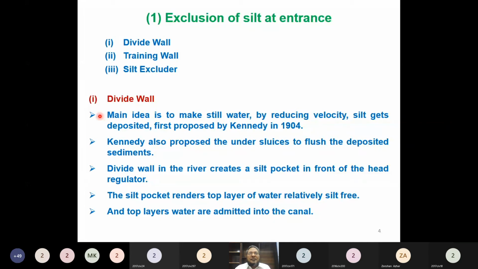The main idea is to make still water by reducing water velocity. What happens? The silt gets deposited, and less silty water can enter into the main canal. This divide wall concept was first proposed by Kennedy in 1904. Kennedy also proposed the undersluices. And the purpose is to flush the deposited sediments.